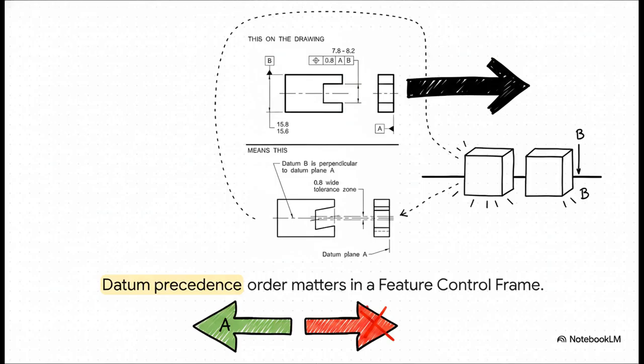Precedence absolutely matters. The primary datum A dictates the stringent foundational plane. The part must sit perfectly flush against A first. It's only after A is fully engaged that the secondary datum, B, comes into play to square things off. If an inspector were to reverse this and align to B first, they'd tilt the part differently, and perfectly good parts might literally fail inspection. The feature control frame explicitly writes the rules of engagement. You've got to follow the order.